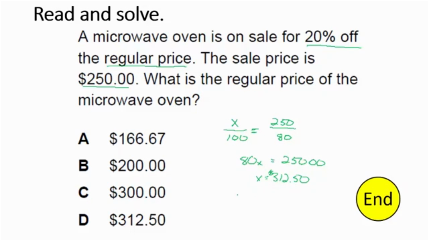There's an easy way to check. If I take that $312.50 times 0.2, I should get $62.50. And the significance behind that, $62.50, is if I take the $312.50 and subtract $62.50, I'm back to that $250 price. I know I did it right. There may be other methods, but that is the method we went with today.